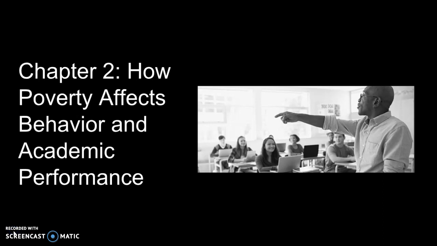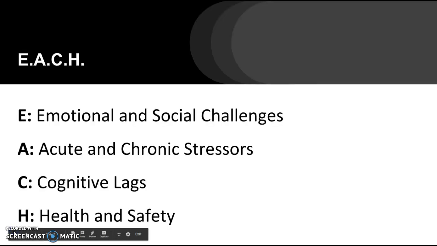Chapter 2: How Poverty Affects Behavior and Academic Performance. In this chapter, Jensen gives us the acronym EACH. E representing emotional and social challenges. A representing acute and chronic stressors. C representing cognitive lags. H representing health and safety. Jensen said that the understanding of those 4 challenges can assist teachers in helping their low-income students and students struggling with poverty to be successful at home and at school.